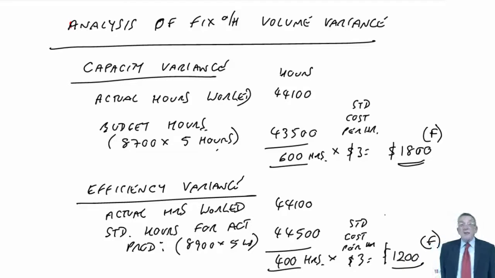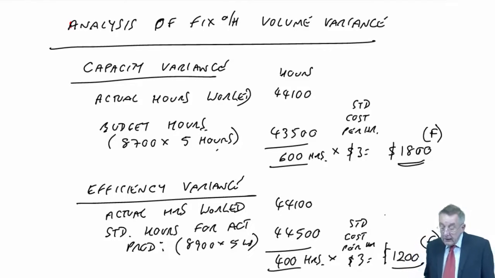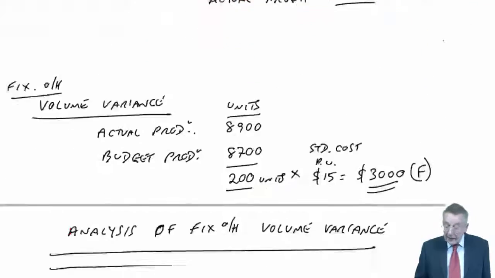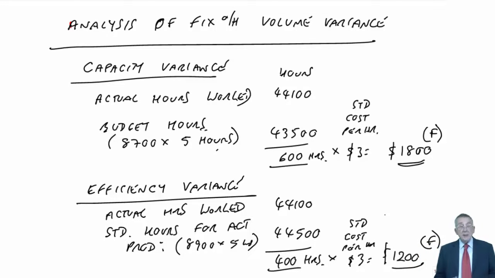And two things. One is, I said we were analysing the volume variance. The volume variance was 3,000, if you look back. We've now analysed it into those two, 1,800 and 1,200, total 3,000.